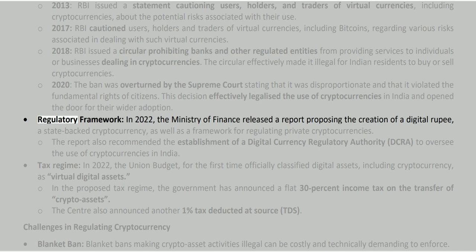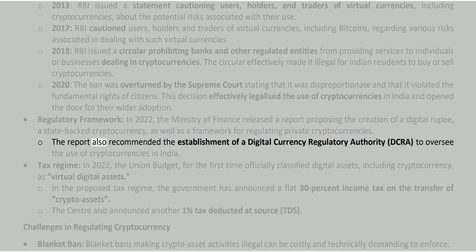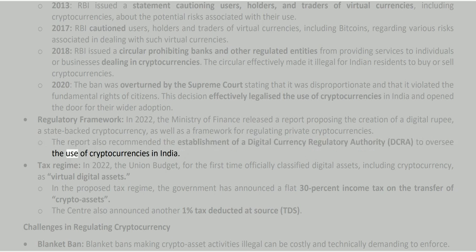Regulatory framework: In 2022, the Ministry of Finance released a report proposing the creation of a digital rupee, a state-backed cryptocurrency, as well as a framework for regulating private cryptocurrencies. The report also recommended the establishment of a Digital Currency Regulatory Authority, DCRA, to oversee the use of cryptocurrencies in India.